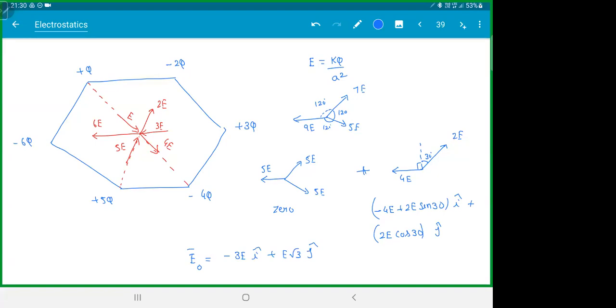If you didn't like this method of cancelling it out, you could have taken the components of 7E and 5E and done it. You would have got the same thing: 7E cos 60, 5E cos 60, 7E sin 60, 5E sin 60, in I cap, J cap, and finish it off. Is this making sense, everyone? Everyone agrees this will be 0? Please check the steps. Ask me if you're confused. I took E as K Q by A square, represented everything in terms of E, and then it is just vectors.